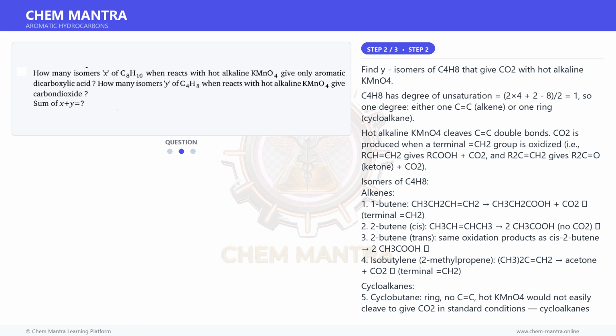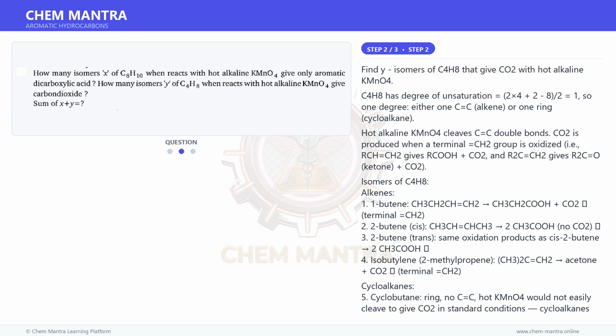Hot alkaline KMnO4 cleaves C=C double bonds. CO2 is produced when a terminal =CH2 group is oxidized, that is, RCH=CH2 gives RCOOH plus CO2, and R2C=CH2 gives R2C=O, a ketone, plus CO2. Isomers of C4H8.